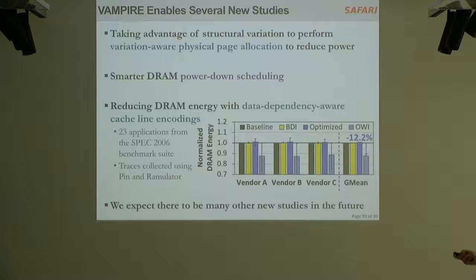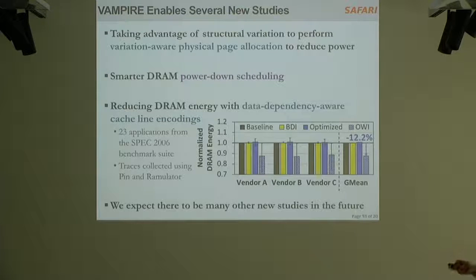This is the encoding study that we did very briefly. Basically, you can reduce DRAM energy with data dependency aware cache line encodings. Essentially, you can optimize the encoding based on the results that we get. You minimize the ones, minimize the zeros, and you can see that you can gain significant energy reduction with the encoding that we propose. I'm not going to go into the details of the encoding over here, but this shows the potential benefits that you would get if you use one kind of encoding in DRAM.